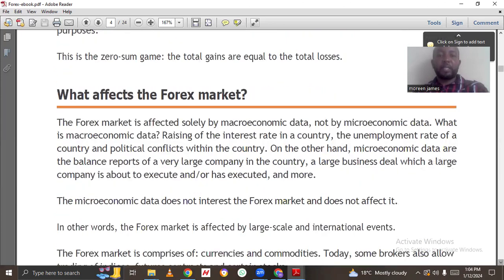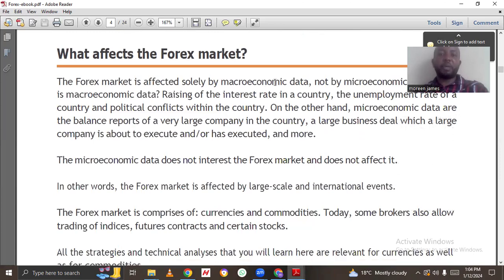What affects the market? The Forex market is only affected by macroeconomic data, not by micro. I need you to understand this, because I'll be giving you a quiz if you continue with the training so that you have it. So what is macroeconomic data? Raising of the interest rates in a country, the unemployment rate of a country, and political conflicts.